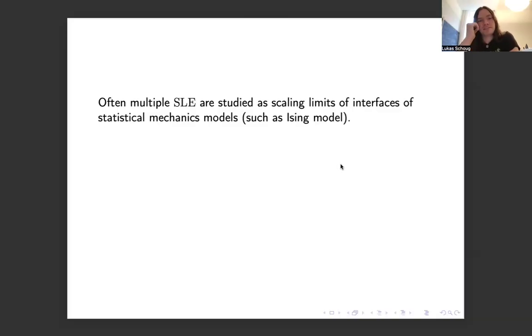And it should be said that often these multiple SLEs are studied as scaling limits of interfaces in statistical mechanics models, such as the Ising model. And quite often, at least at the early stages of multiple SLE, several of the results at the time were only known to be true for the special values of kappa where we had convergence from the discrete models. So that was an important tool in studying these things.